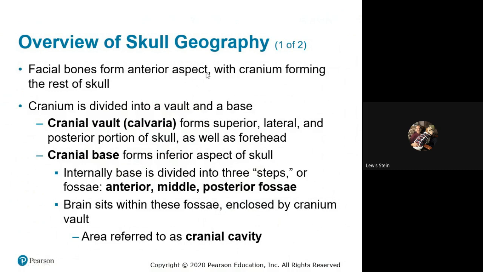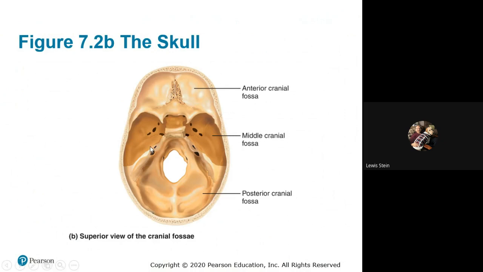We'll start with the cranium, divided into the vault and base. The cranial vault is more relevant because of its form, because of the pressure from the brain, forming what are called fossae, or the cranial cavity. You'll see that it looks like this. So here's a model of the skull.